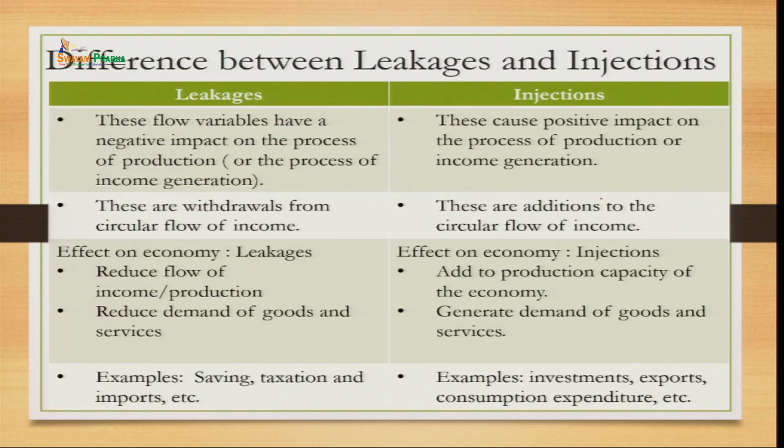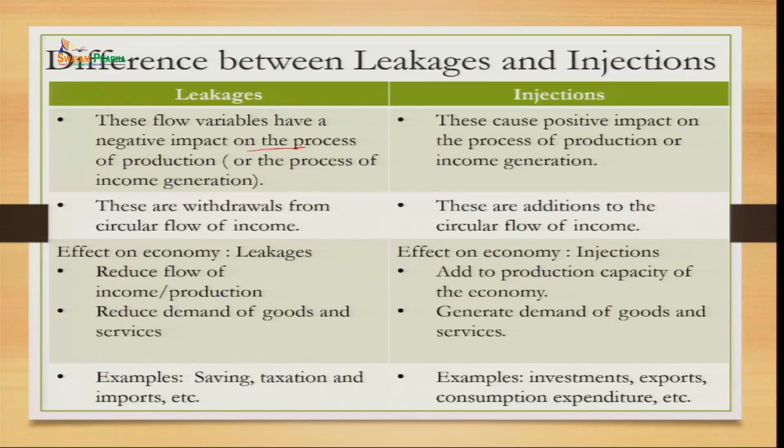So, to have a clear understanding of the difference between leakages and injections, initially we are saying leakages are flow variables that have a negative impact on the process of production. Since you are taking this money out from the mill, definitely if the money is lesser by this amount, the production of goods will also be lesser by this amount.